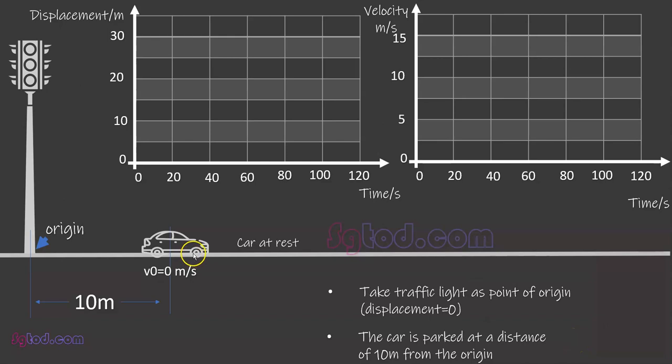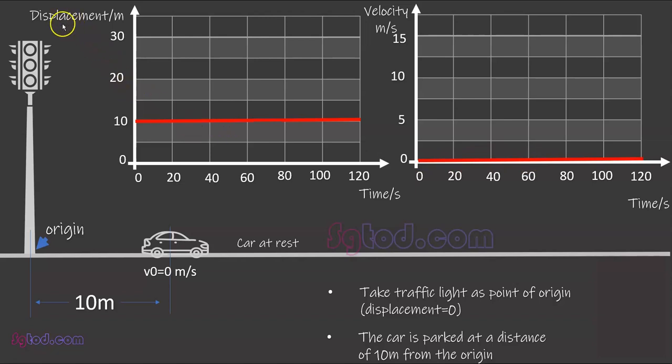If the car remains at rest, say, over 2 minutes, which is 120 seconds, and if we plot on the displacement time graph, for each second, its displacement remains at 10 meters from the origin. So it will be a horizontal straight line throughout the entire 120 seconds. Similarly, if we plot its velocity for each second, its velocity remains 0 throughout the entire 120 seconds. So it will also be another horizontal straight line, but it sits on the x-axis.